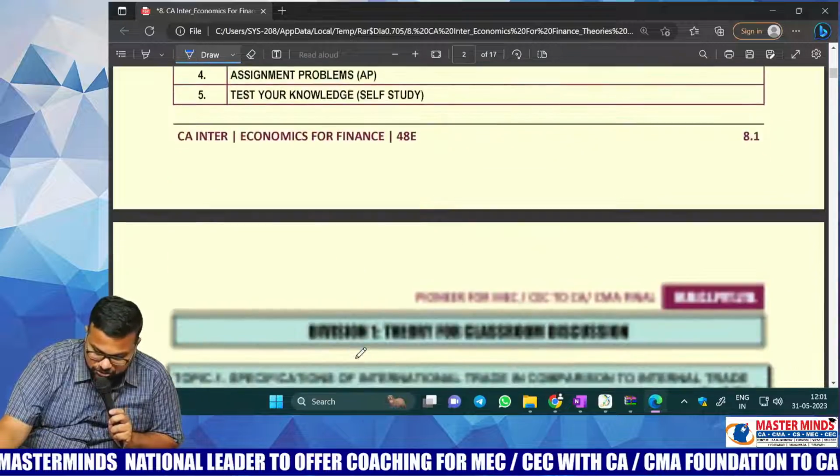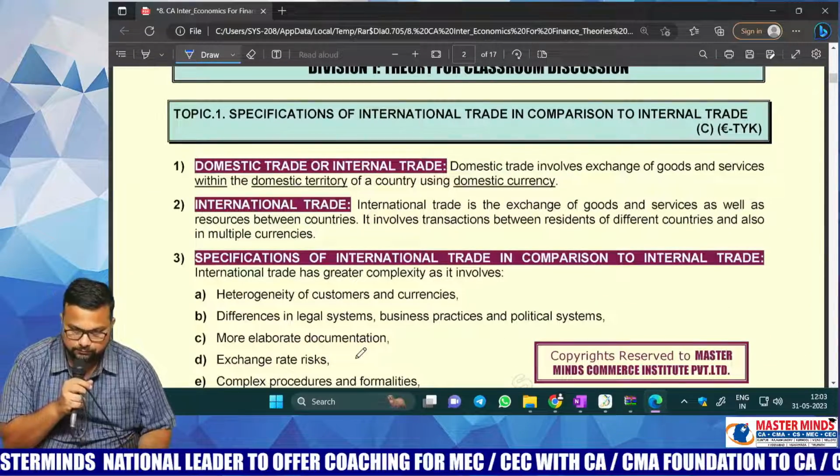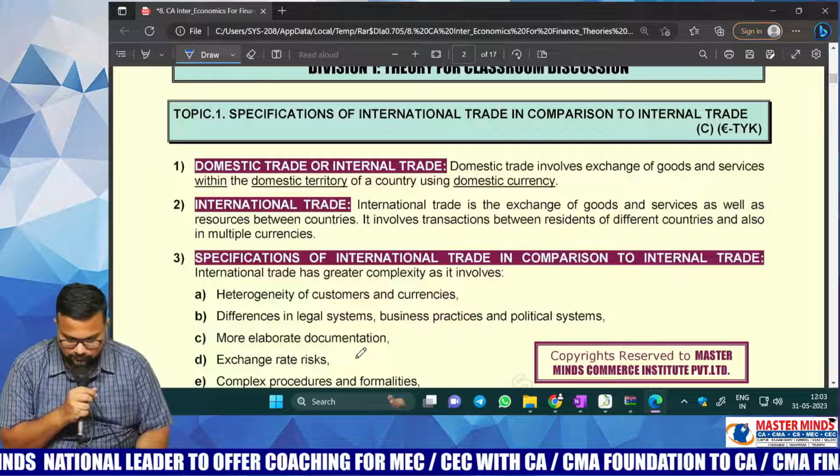Okay, right. So, first question. Specifications of international trade in comparison to internal trade.